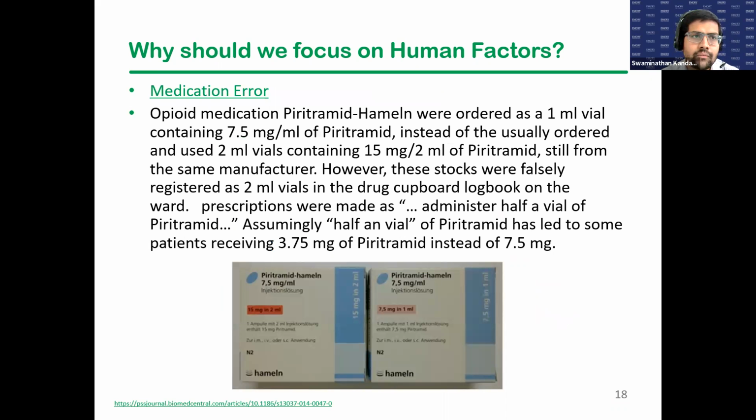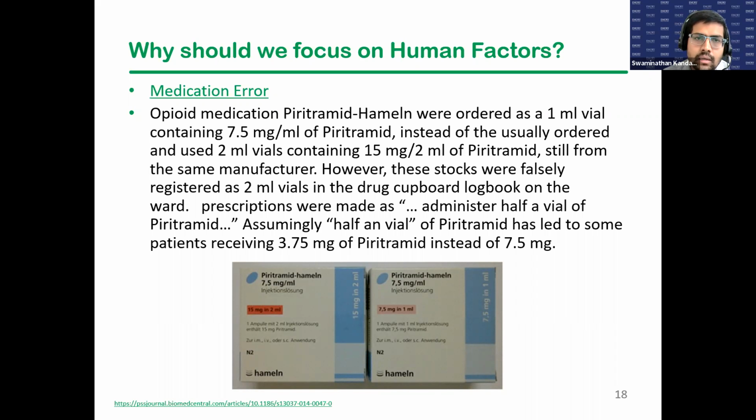Here's another example from healthcare, where we see a medication error that happened because of multiple reasons. They had an opioid medication that was initially supplied in 2 ml vials. Providers used to order half a vial to get a 7.5 mg dosage. But then the manufacturer changed to 1 ml vials, because they were seeing that people were often using just half a vial.